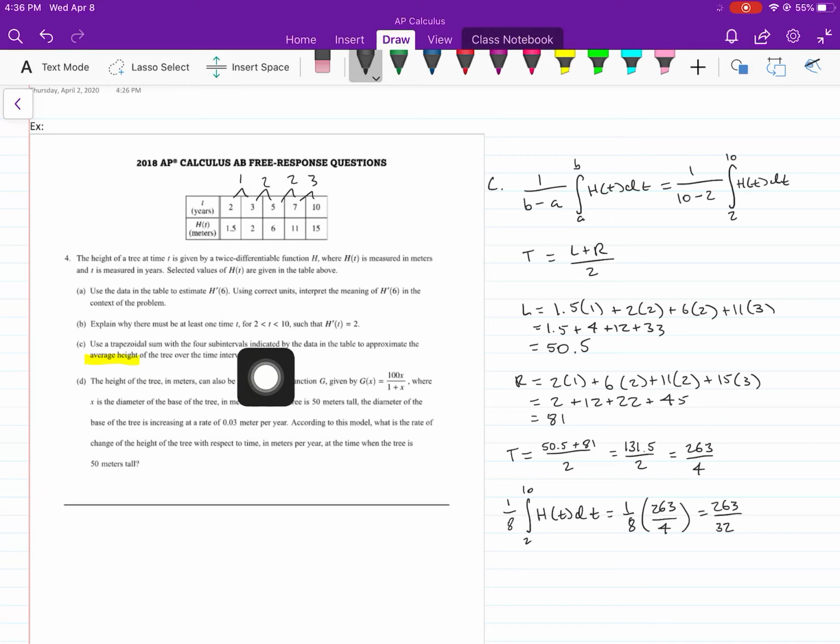So use a trapezoid sum with 4 subintervals indicated by the data in the table to approximate the average height of the tree over the time interval. So yeah, that's just it. This is the average height. By the way, the average height right here is 1 point for the answer, and this is 1 point for using the trapezoid sum. So if you forget to run it through the average value formula, you'll at least get 1 point, half the credit. But if you want full credit, all you have to do is divide it by 8. So please don't miss the little details like that.